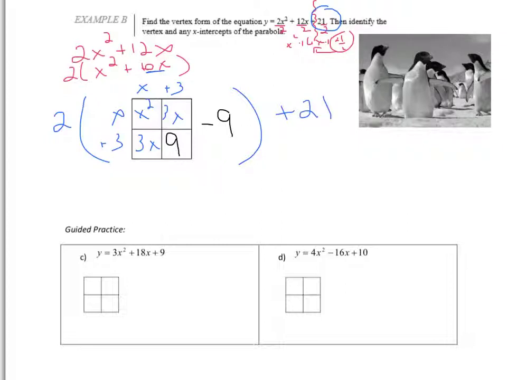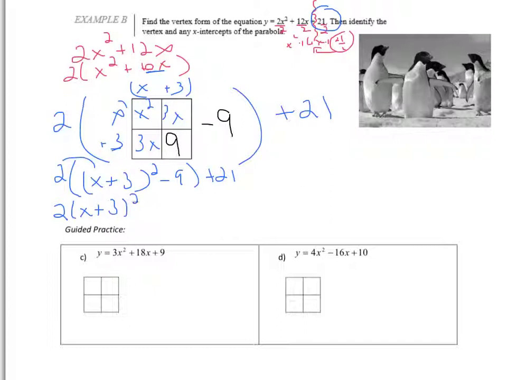And then if we simplify, I have 2 times x plus 3 times x plus 3, which is really a square, minus 9. And then we have our plus 21. Then we distribute, so 2 times x plus 3 squared, and 2 times negative 9 is negative 18. And then we have our plus 21. And that's what our equation equals. So we're going to simplify that to be y equals 2 times x plus 3 squared, and negative 18 and 21 make positive 3. That is vertex form.